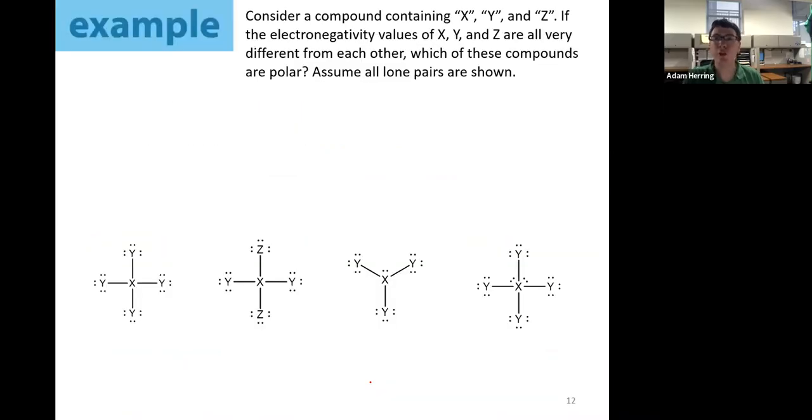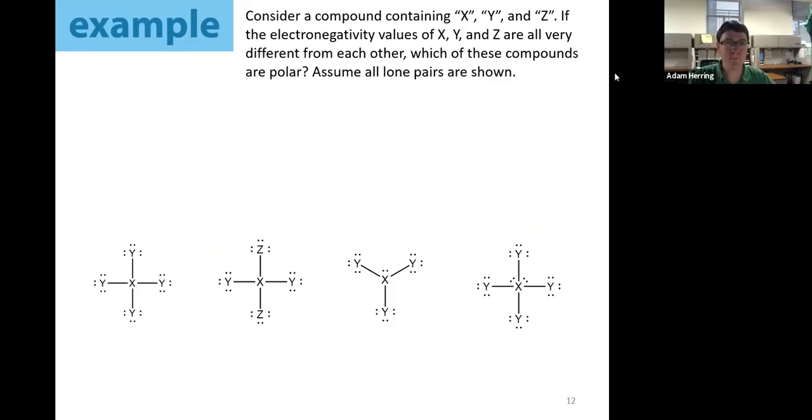Here's one last opportunity for you to practice. So consider that we have a compound containing elements X, Y, and Z. And if the values of electronegativity for each of these are very different from each other, which of the compounds are polar, assuming that all lone pairs are shown? Pause the video and try this on your own, then I will come back and walk you through a solution.